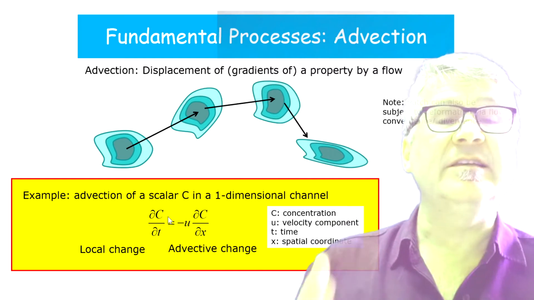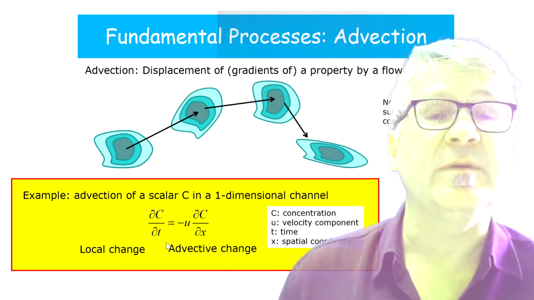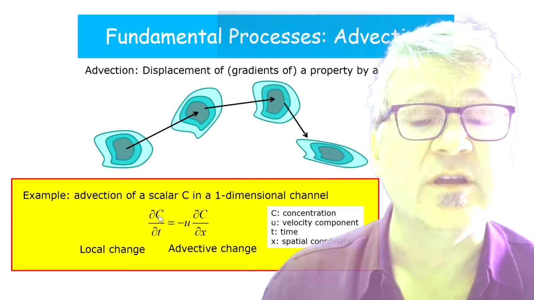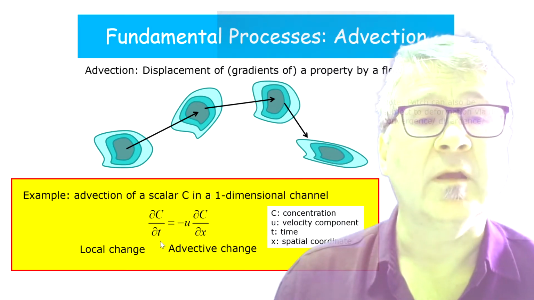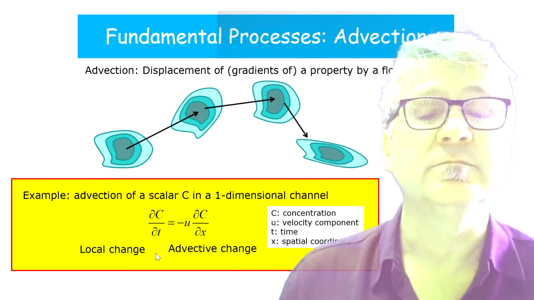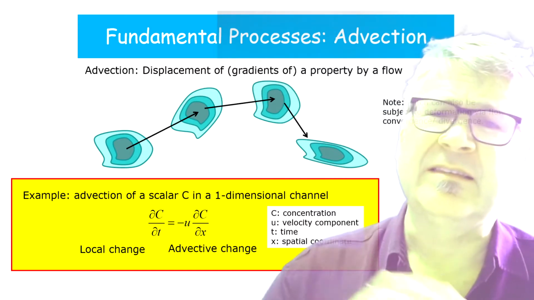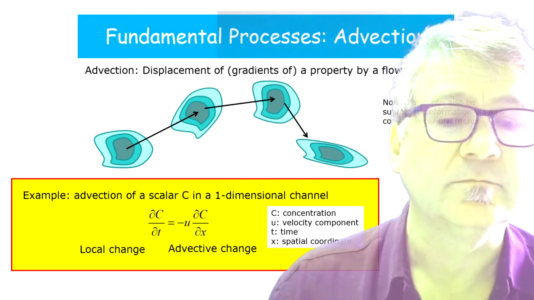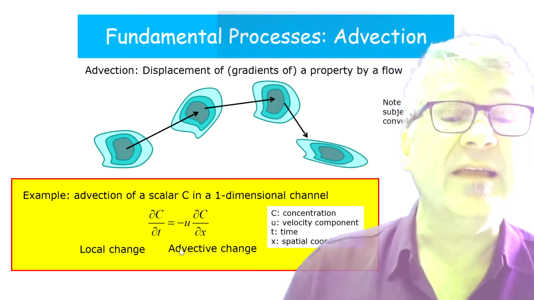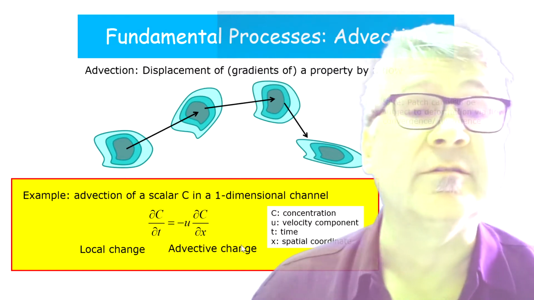It says dc dt. This means how does the concentration change with time? How does it change over time? Well, it doesn't change if what's on the right-hand side is 0. On the right-hand side, there is a product.